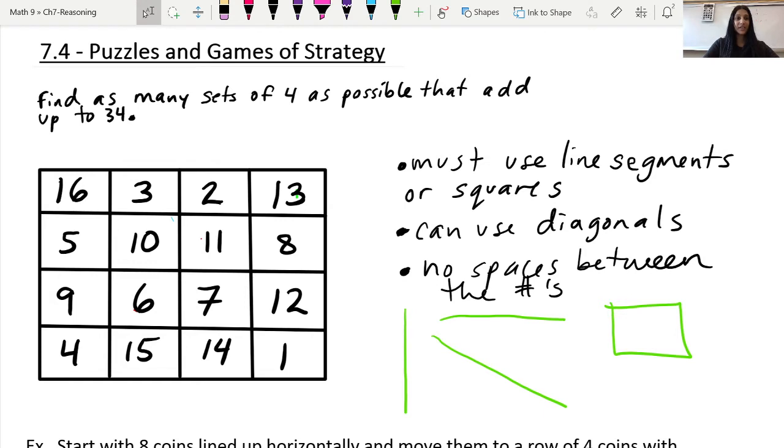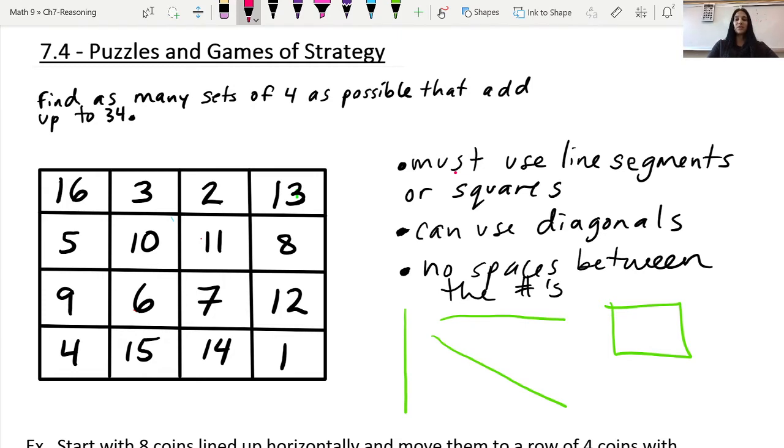You're basically trying to take a look at this diagram with all these values filled in, and you're looking for as many sets of 4 as possible that add up to the number 34. You just have a few different rules that are posted at the side here. You must use line segments or squares. You can use diagonals, and there can be no spaces between the numbers.